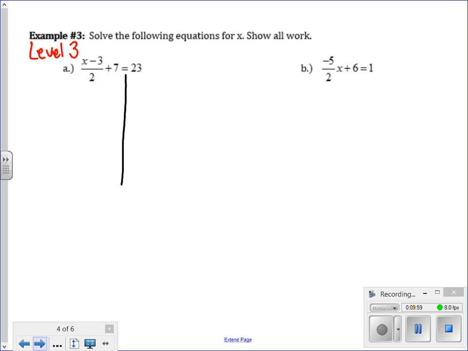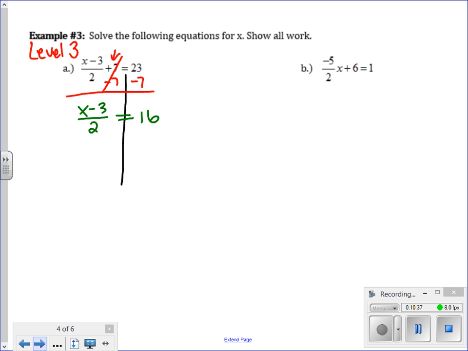Now, just as I've said in example 2, question C, when I have a fraction, I have to deal with anything that's going on outside of the fraction first. That means in this example, I need to deal with the plus 7. That's not in the fraction. To undo plus 7, I'm going to subtract 7 from each side. That cancels the 7 off on the left, which leaves me with x minus 3 over 2 equals 16.